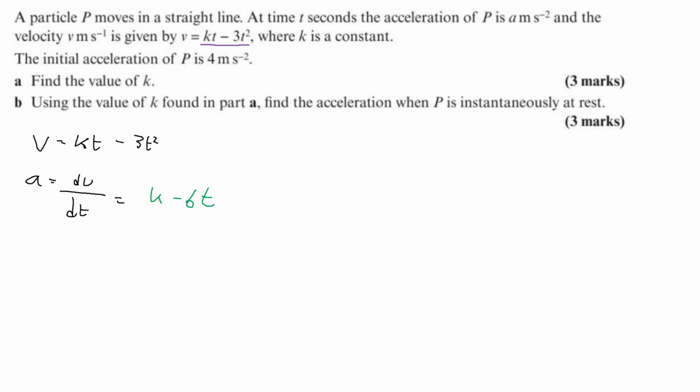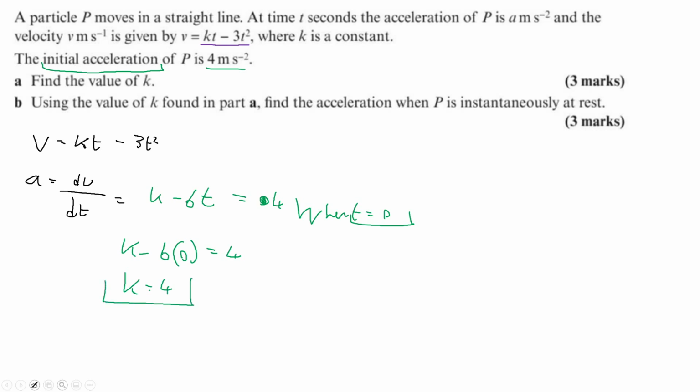Now, we're told the initial acceleration of P is 4 meters per second squared. That means that this is equal to 4 when t is equal to 0. So if k minus 6 times 0 is 4, then it means that k is equal to 4. Standard stuff. Now, using the value of k, find the acceleration when P is instantaneously at rest.